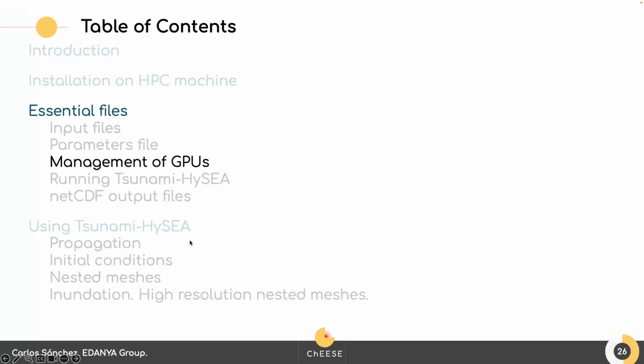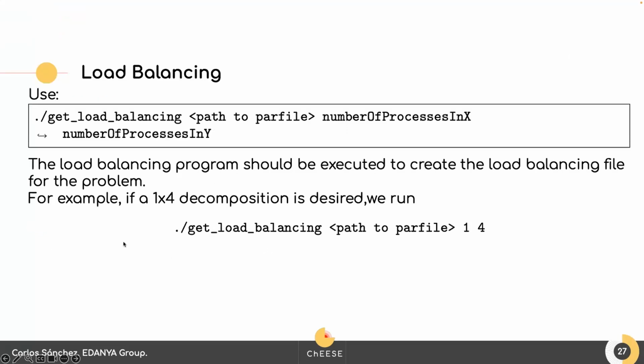And this is about the parameter file, and then about the management of GPUs. If you remember, the third main ingredient was the management of the GPUs. This is very easy because you just need to run the command get load balancing, followed by the part file, indicating how you want to divide your computational domain, indicating the number of processes in X and the number of processes in Y.